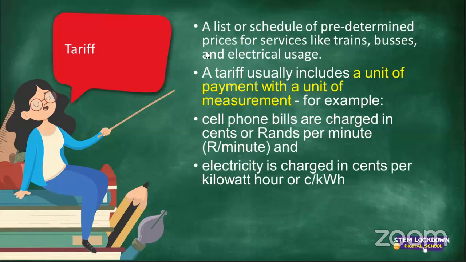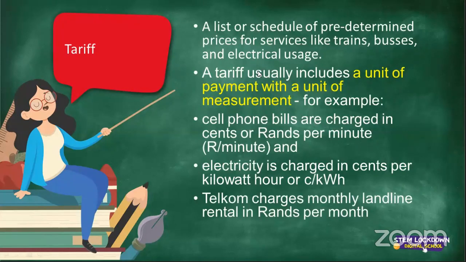Electricity is charged in cents per kilowatt hour, those examples. And then Telkom charges monthly landline rentals in rands per month. Again, the unit of payment here is the rand, and the unit of measurement is the month in this case. For electricity, the unit of payment would be the cents or the rands, and the unit of measurement would be kilowatt hours.